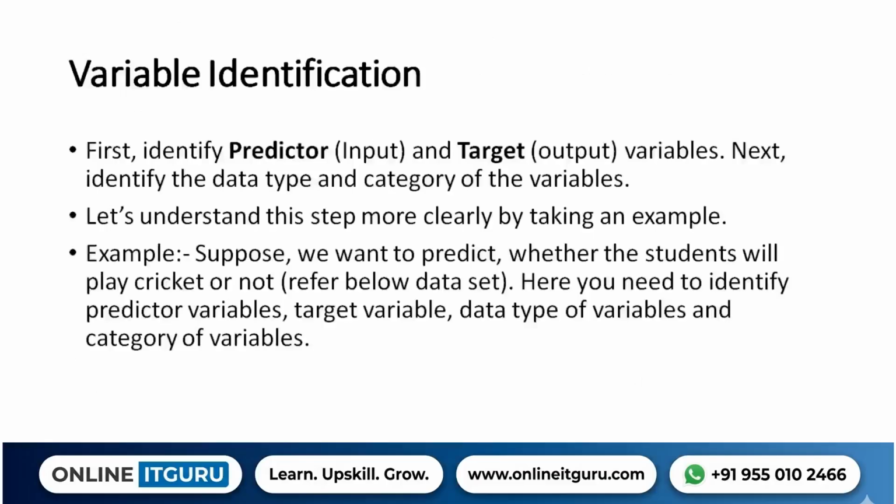How to identify a variable? First, we need to identify the type of variable, what type it is, what category it is. What type? Is it an input variable or a target variable? What data type is it? What kind of data does it hold? Categorical data or numerical data?